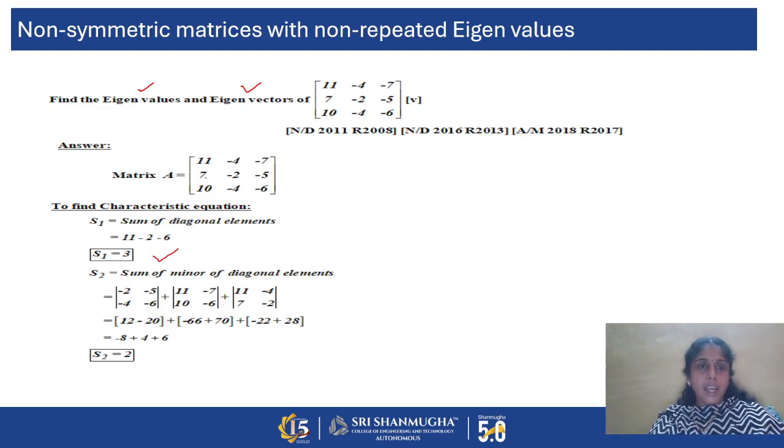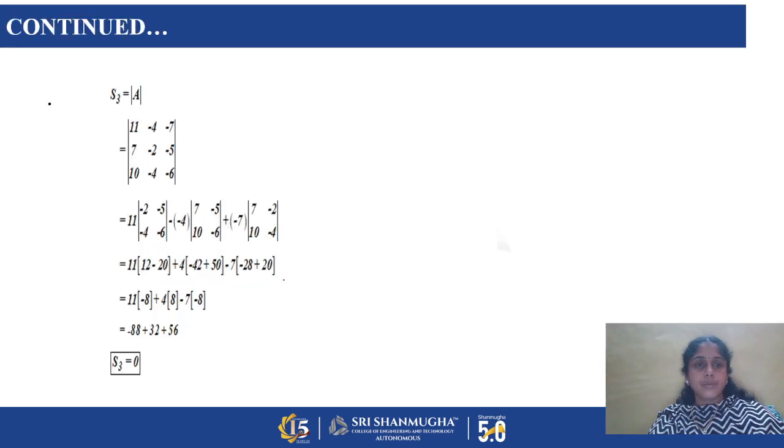11, I have to fix up, and leave the corresponding row and column. So I get minus 2, minus 5, minus 4, minus 6. Plus, the next diagonal element is minus 2. I leave the corresponding row and column, so I get 11 minus 7, 10 minus 6. Plus, the last element I have to fix up, so I get 11 minus 4, 7 minus 2. When I expand the determinant, I get the S2 value as 2.